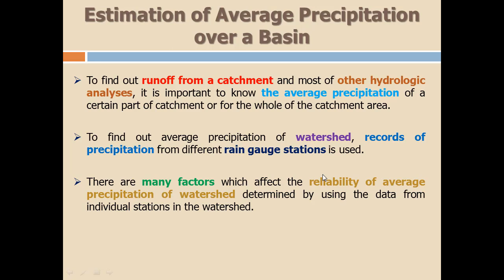As you can see, to find out runoff from a catchment and for most other hydrologic analysis, it is important to know the average precipitation over a certain part of the catchment or for the whole catchment area. Now, to find out the average precipitation of a watershed, records of precipitation from different rain gauge stations are used. But there are many factors which affect the reliability of the average precipitation of the watershed, determined by using the data from individual stations in the watershed.